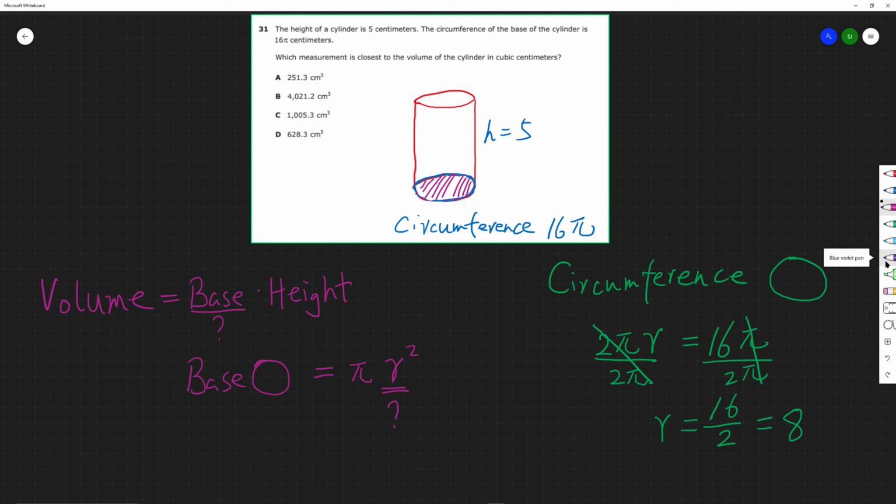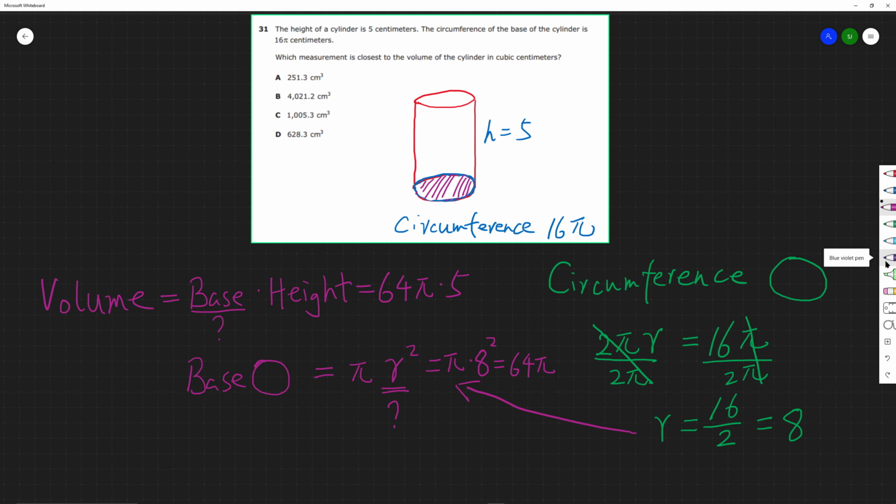If the radius is 8, we can use this here. So the radius is 8, the base will be pi times 8 squared. 8 squared is 64, so this will be 64 pi. All right. Now, if the base is 64 pi, the volume will be the base 64 pi, then times the height. The height is 5. And then we can use a calculator here to find out the answer.